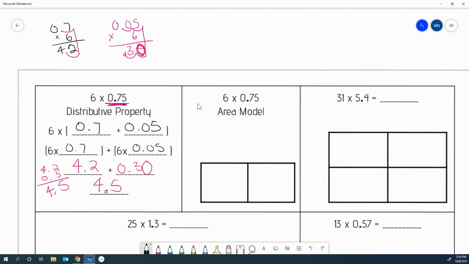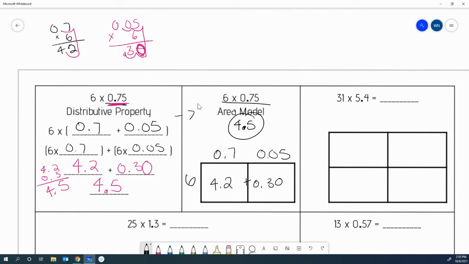Let's go ahead and do it on the area model and see if we get the same answer. So over here, we've got the exact same problem. We're just kind of bringing it over. So I'm going to say 6 goes here, and we're going to have our 7 tenths here and our 5 hundredths here. We just broke apart that 75 hundredths, just like we did before. Let's go ahead and multiply. I know that 6 times 7 tenths is 4 and 2 tenths, because I've already done it over here. And I know that 6 times 5 hundredths is 3 tenths or 30 hundredths. So all you have to do is add those together, and my answer is the same with 4 and 5 tenths.